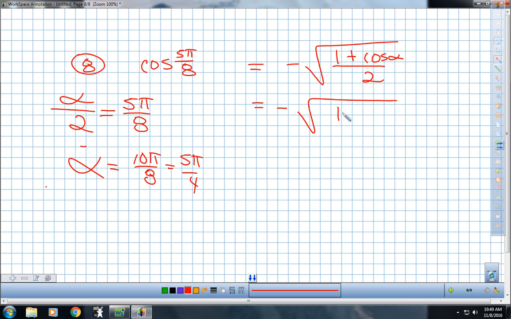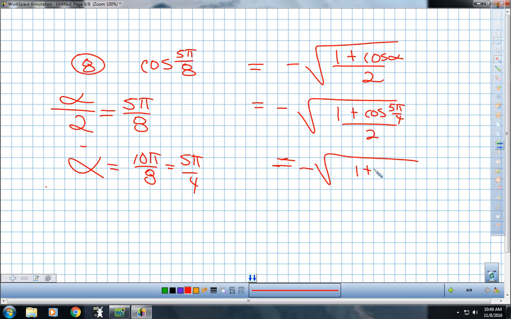All right, so 1 plus the cosine of alpha, I'll write it. Alpha was 5 pi over 4, all divided by 2. Everybody good with that? This was the formula. Now I just plugged in what I know alpha is. That's all I did. Okay, so here we go. Giddy up. Negative square root of 1 plus cosine of 5 pi over 4. That is just a pi over 4 reference angle in the third quadrant.